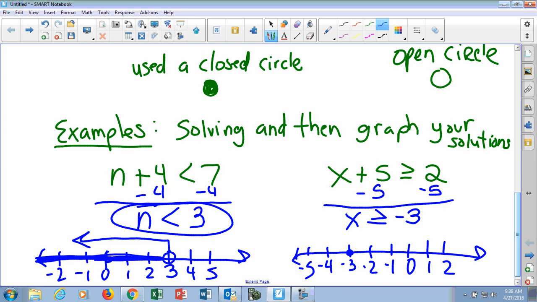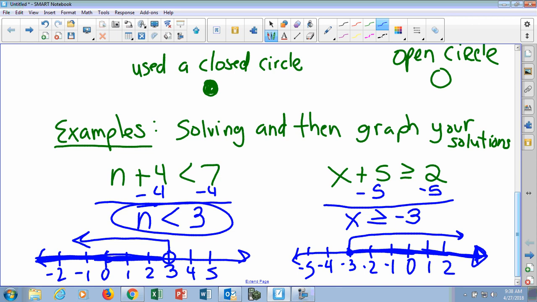And now we have to go, it's greater than, right? So which way on the number line do the numbers get bigger? To the right. So again, you can either draw your arrow, or if you like to shade, if you like to color, you can shade as well. Either way is fine. Not too bad?